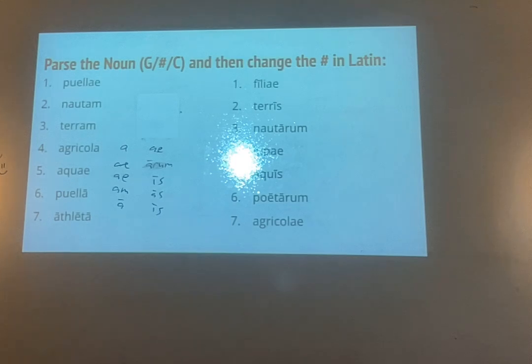So write down that word that's there. Parse it, gender, number, case, just like I did, abbreviate everything, and then write the plural form.